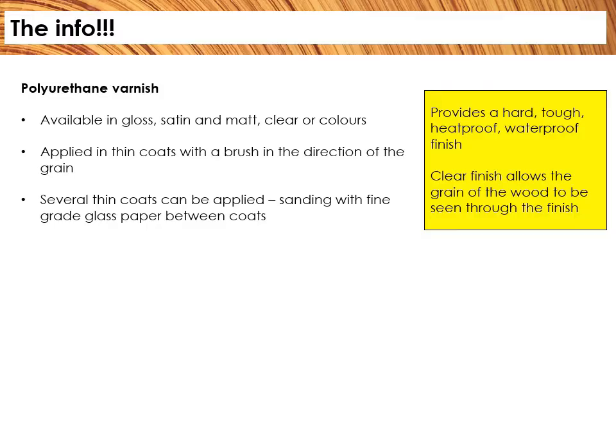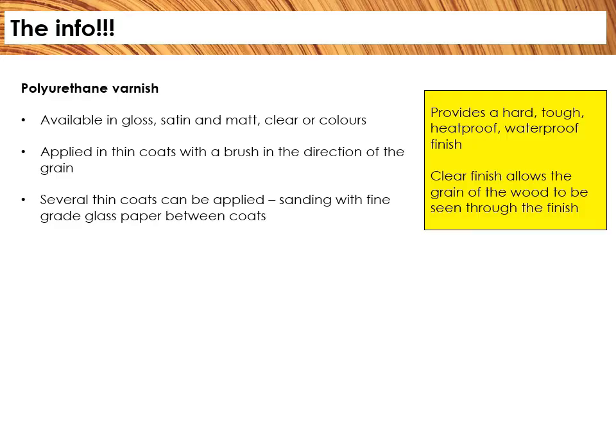To apply it, you apply it in thin coats with a brush, and most of these finishes are applied in the direction of the grain. And by that I mean, if you look at wood in front of you, the lines in the wood, which are actually the veins of the tree that help it transport water up and down, that's called the grain, and you'll see it running in one certain direction. So just like you sand in the direction of the grain, you apply the finish in the direction of the grain as well. Several thin coats would be applied.